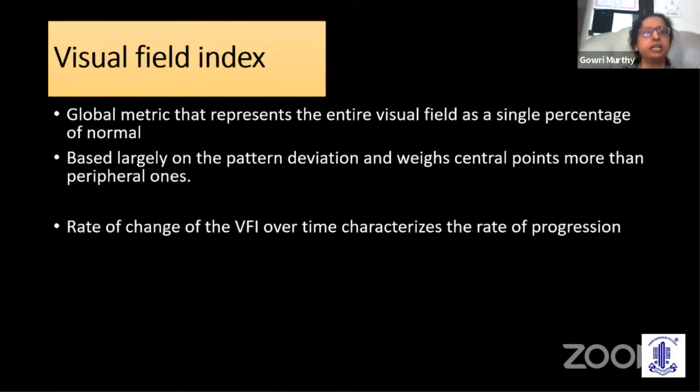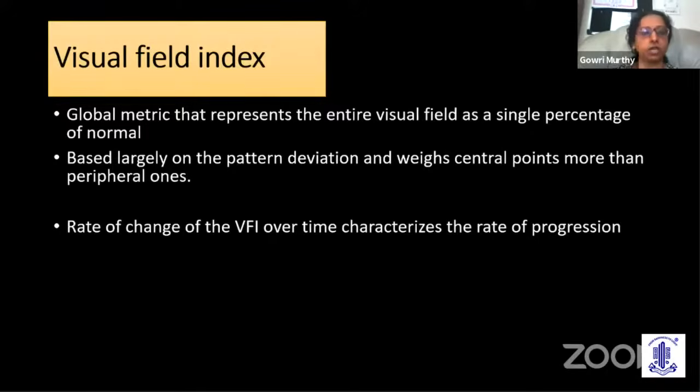There is an additional index called the visual field index. This is a global metric that represents the entire visual field as a single percentage based on normal. So 100% is a fully normal field and 0% is a fully abnormal field. And in between, it is the percentage that the patient's field falls into. So it's based largely on the pattern deviation and weighs central points more than the peripheral ones. The VFI helps us to look at the rate of change over time and helps us in calculating the rate of progression.